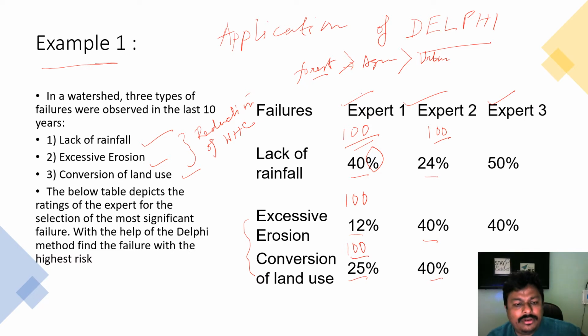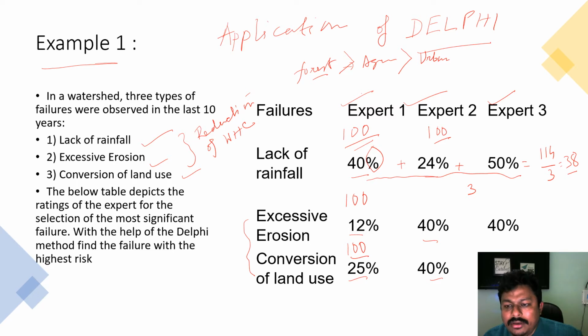Now, in a Delphi method, we just average these ratings. That means this plus this divided by 3. So this is 74 and 114, divided by 3, and what it is coming to is around 38.